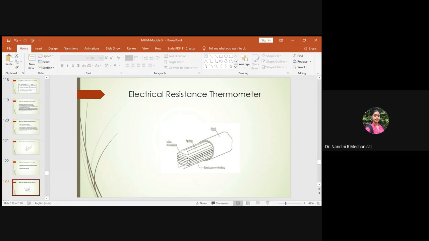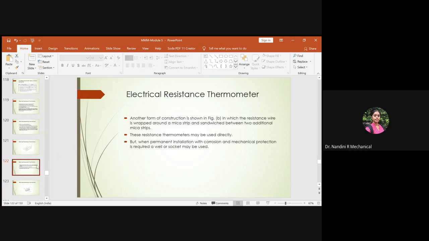So there will be no movement of the layers of mica here and there, and it will be bounded with resistance winding also. So when there is a change in the temperature, it obviously shows a variation in the resistance for the flow of current. That variation in the resistance at that particular temperature will then be measured using the thermometer. So these are the two constructions which are available for manufacturing or packaging the electrical resistance thermometer.